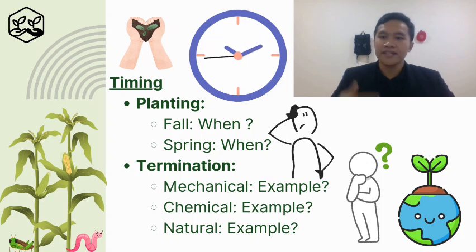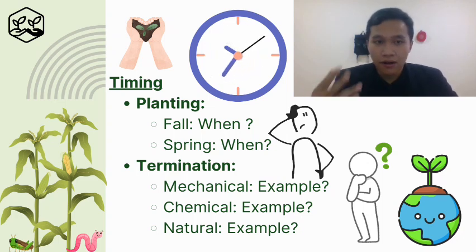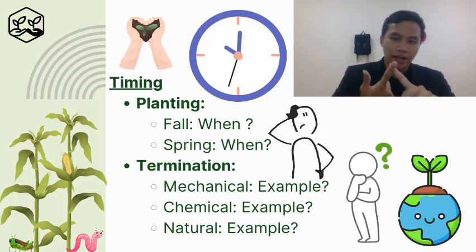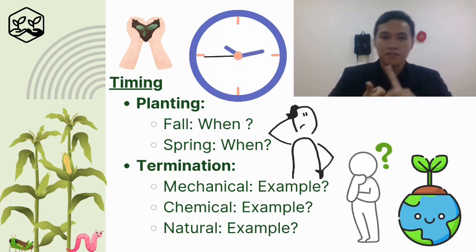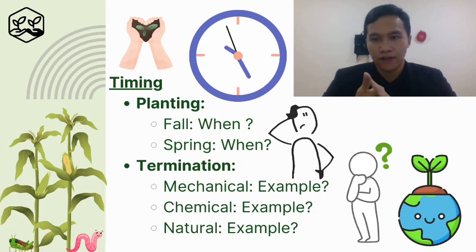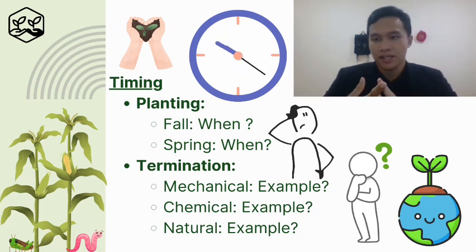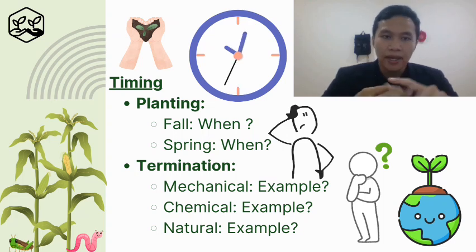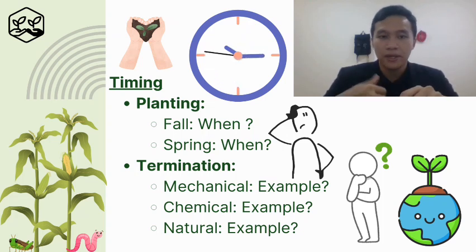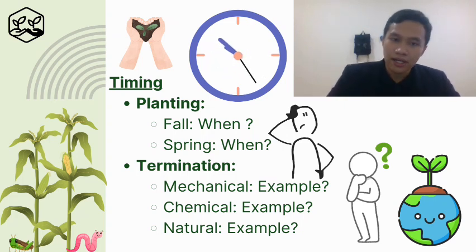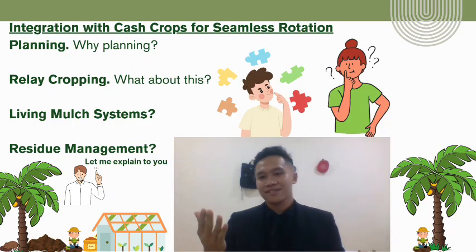When selecting and managing cover crops, we must consider the timing. For the timing of planting, we have fall and spring. For the fall, we plant post harvest for winter soil cover. Besides that, for spring we have early season preparations. And we have termination: mechanical, chemical, and natural. For mechanical, we have mowing and rolling. For chemical, we use herbicides. And for natural, we have frost and senescence.